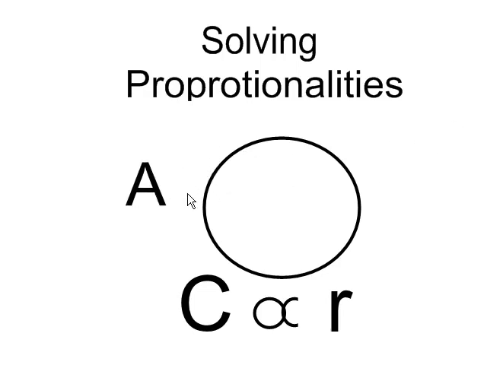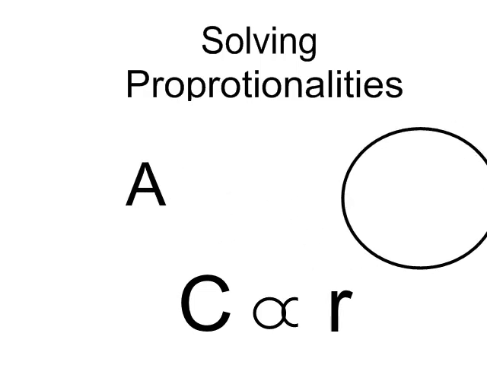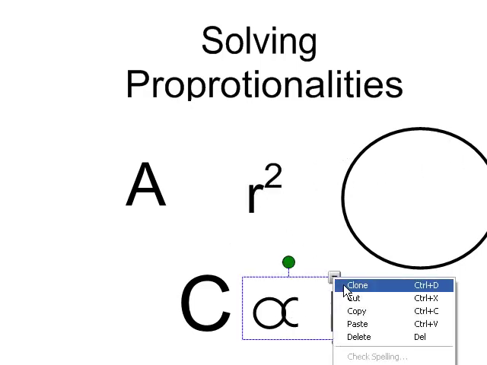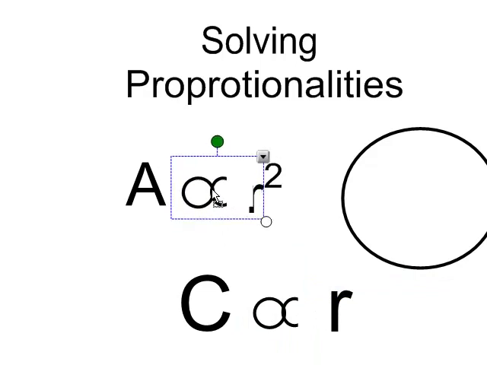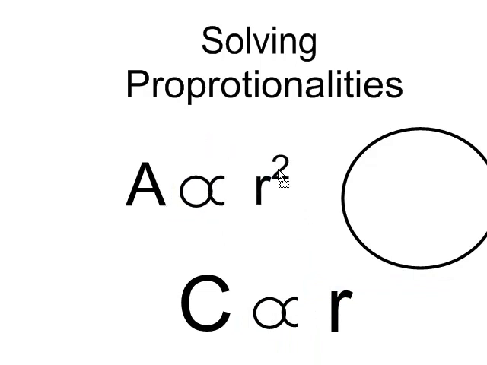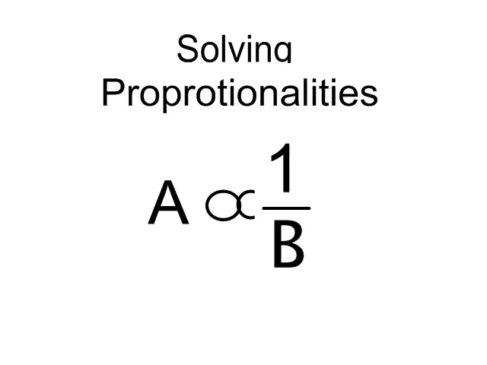Area of a circle would be another example. We know that area is proportional to the square of the radius. What that means is if the radius doubles, the area actually goes up by a factor of 4. We can use this to help us shortcut a lot of formulas and a lot of calculating.